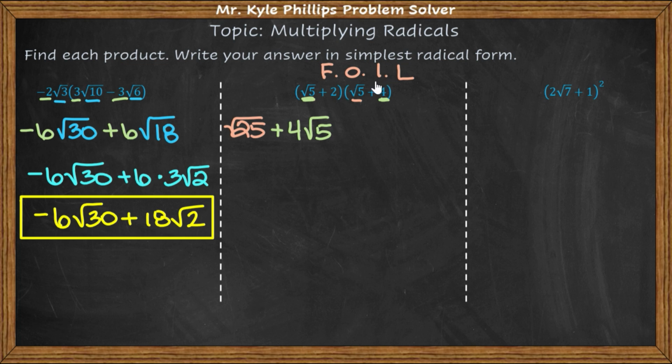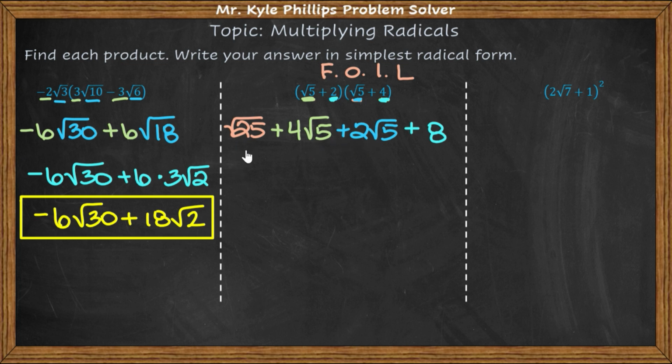Then we have the inside terms. So that's 2 times the square root of 5. So this will be 2 root 5. And then lastly, we have the last terms. So 2 and 4 would give me 8. And now we will simplify any radicals that can be simplified, and we will combine like terms.